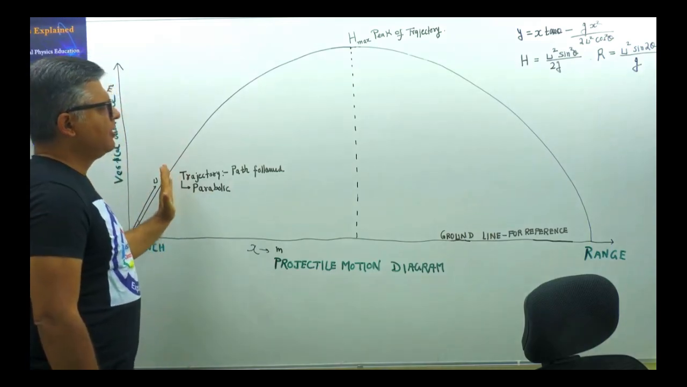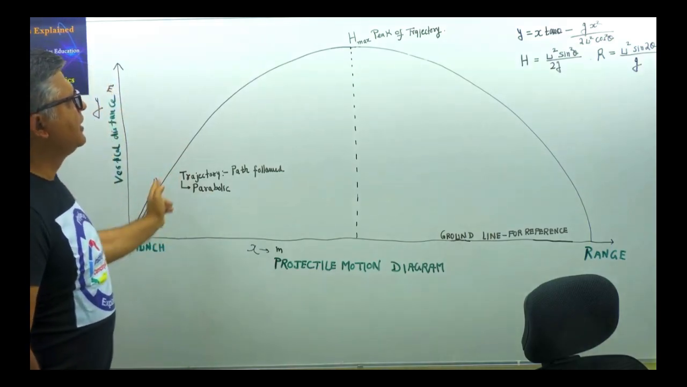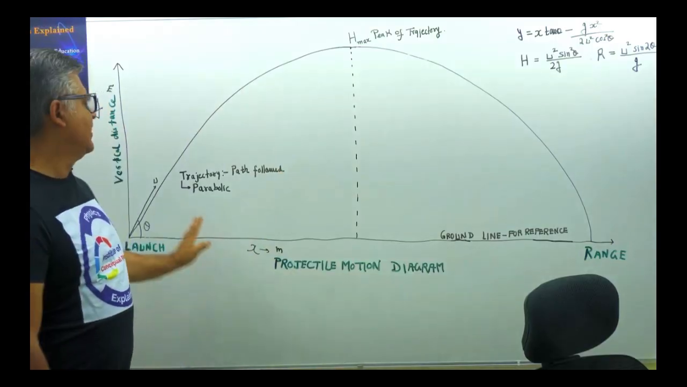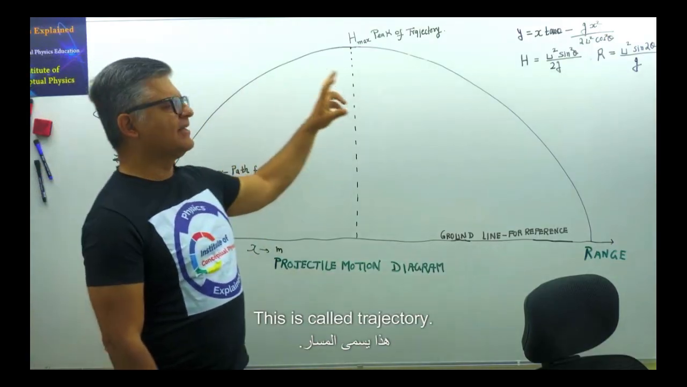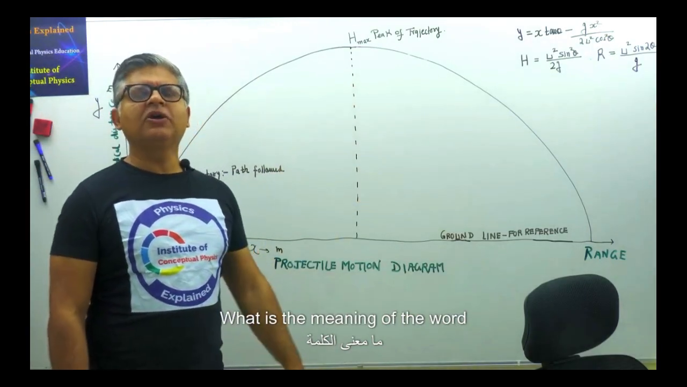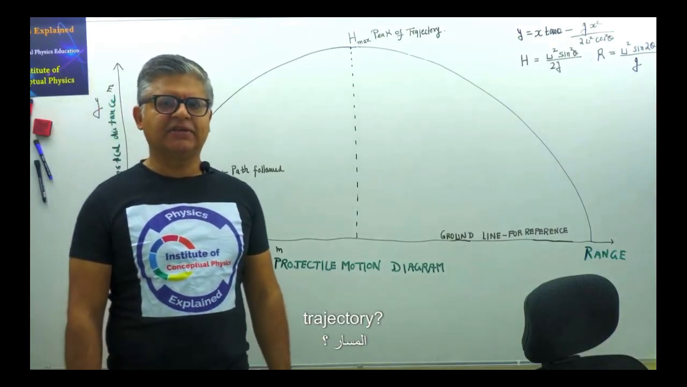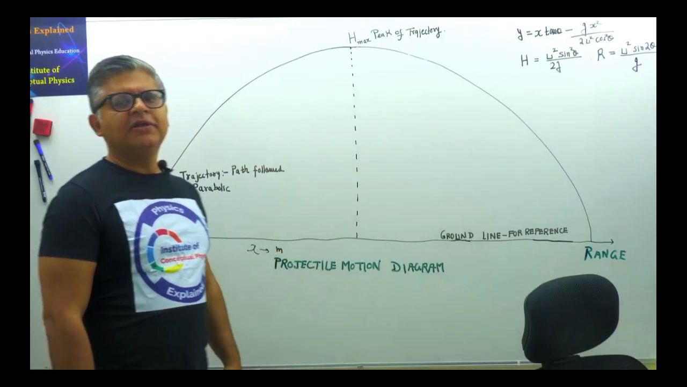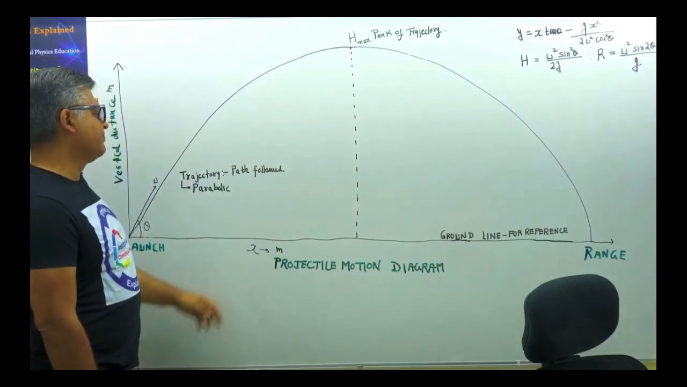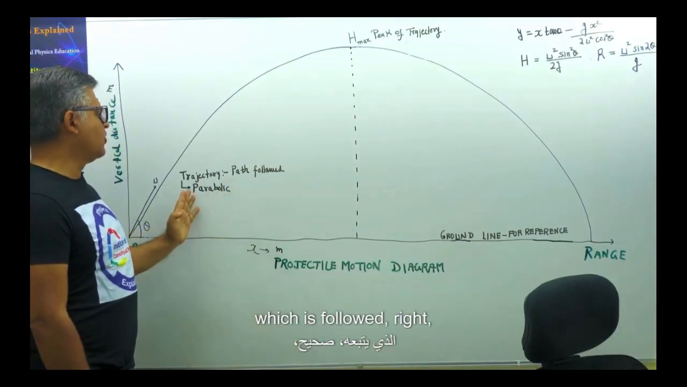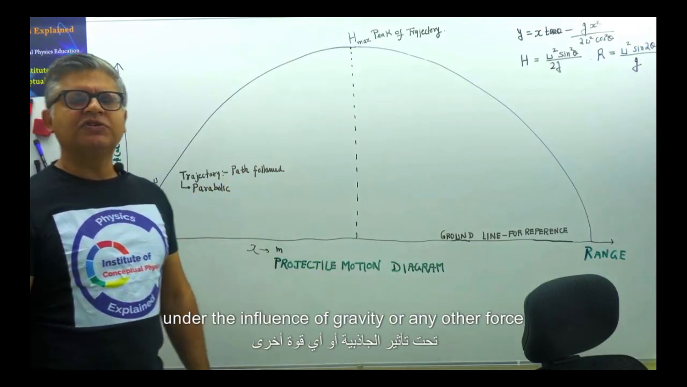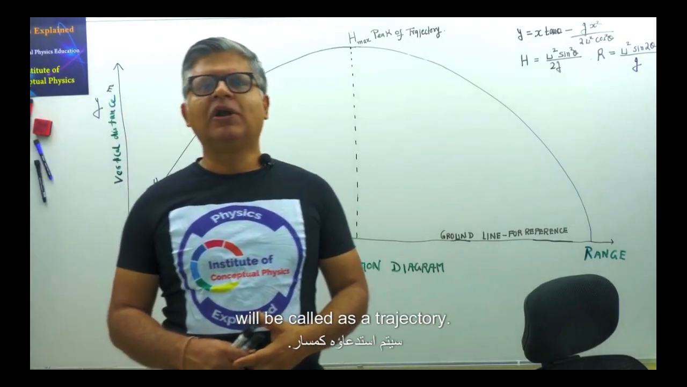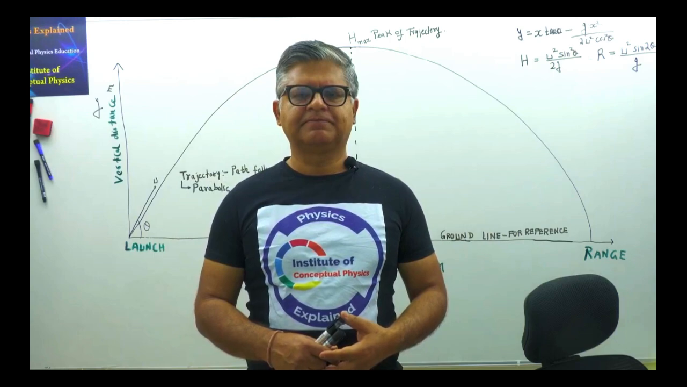This is a projectile motion trajectory. What is this? This is called trajectory. What is the meaning of the word trajectory? The meaning of the trajectory is any path which is followed under the influence of gravity or any other force.